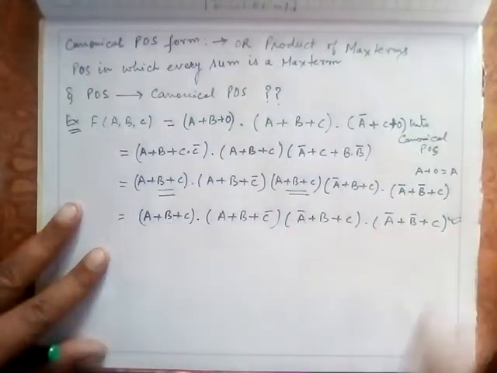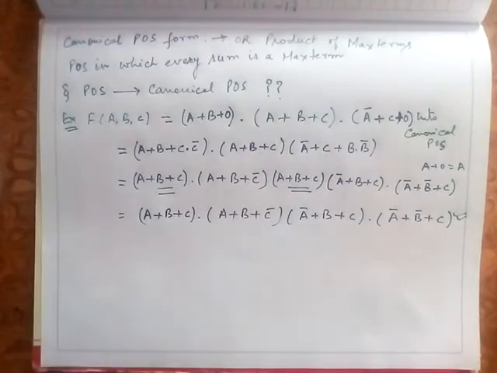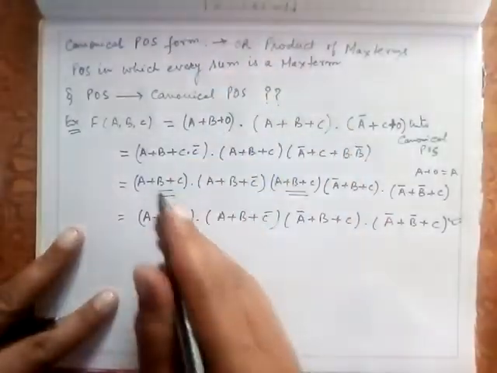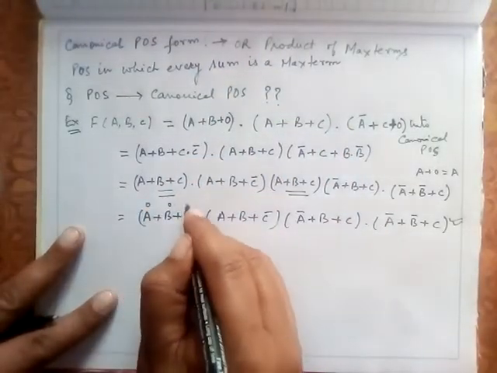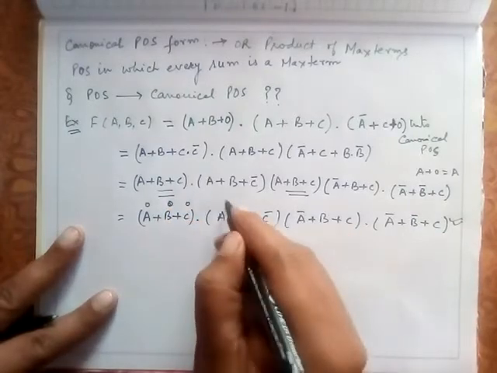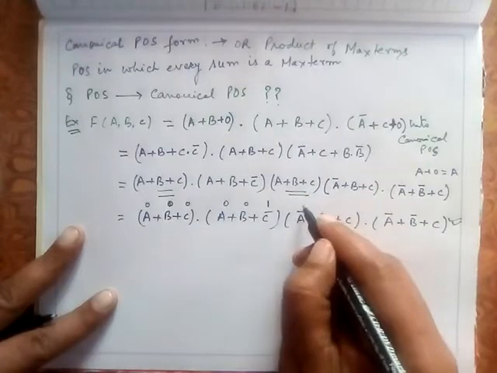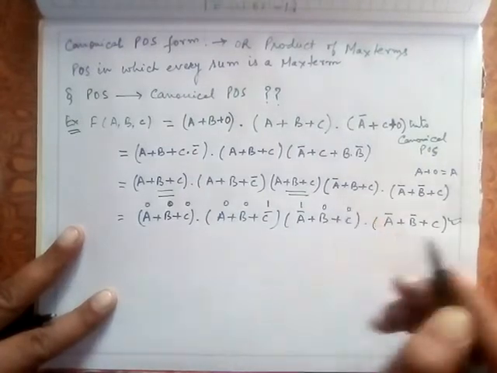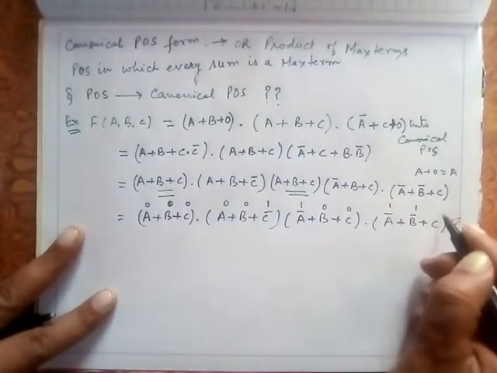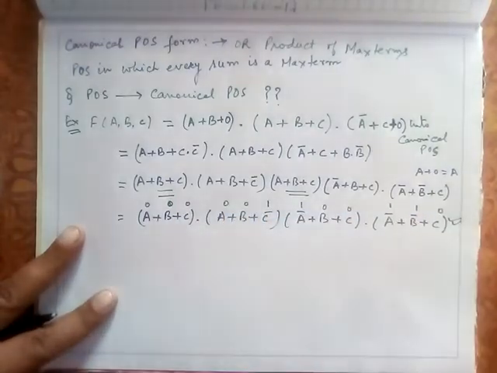This is a max term, this is a max term, this is a max term. Now in a max term, a variable is represented by a 0, and the complement of the variable is represented by 1. So this is 0, 0, 0, this is 1, 0, 0, this is 1, 1, 0. I hope that this is clear to you.